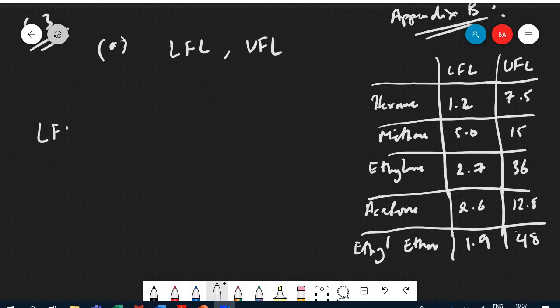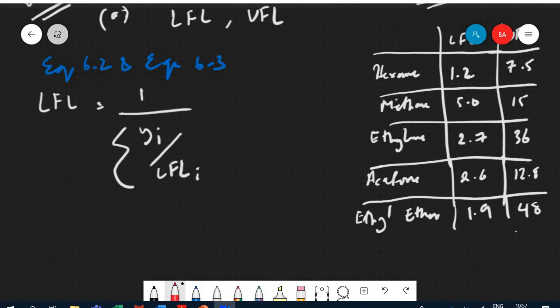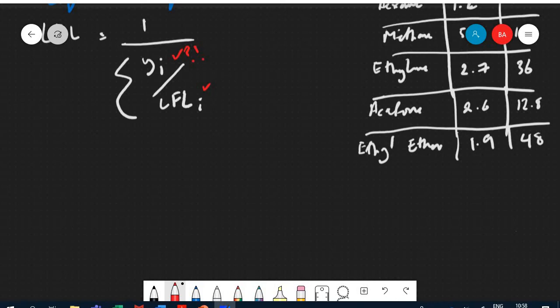So what is the equation for the lower flammability limit? If you go back to equations 6.2 and 6.3, we already know those equations, where LFL is equal to 1 over the sum of yi over LFLi. We already have the lower flammability limit for each one of the components. However, we don't have the mole fraction. The mole fraction is the problem here. It is the missing information that we need. How to get the mole fraction?